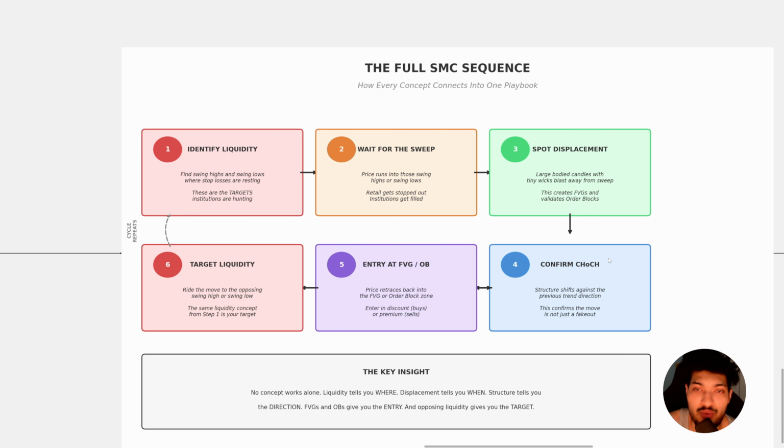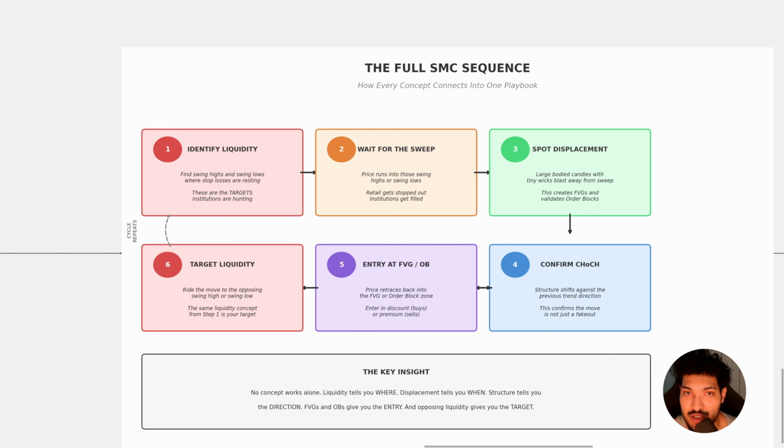But we know the displacement is going to be your large-bodied candles with tiny wicks that go away from the sweep, which is going to create your fair value gaps, which are your market inefficiencies, and then your order blocks, right? And then it's going to validate with your order blocks, but you get the point. And then that's when you're also going to have your change of character as well as your breaker structure, right? The structure shift against the previous trend direction, or the continuation, maybe because there was already some type of change of character on some higher time frame or something like that, but you get my point.